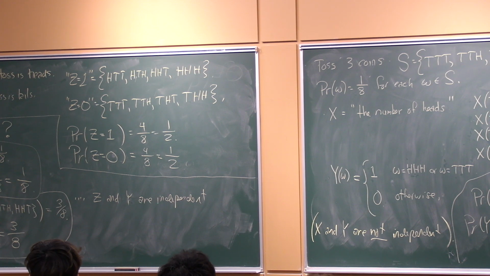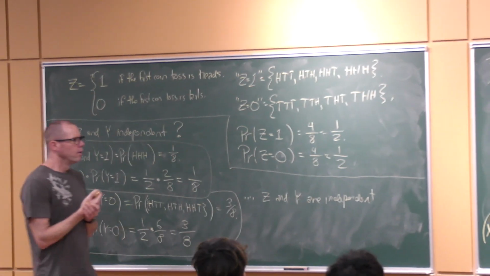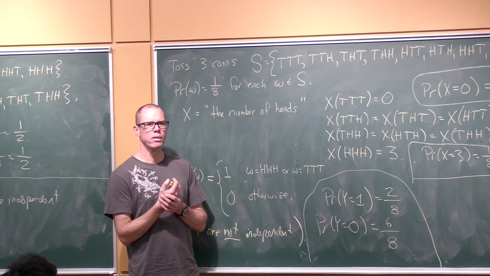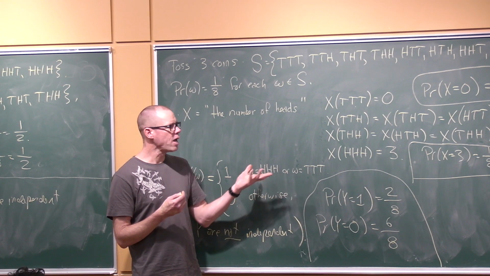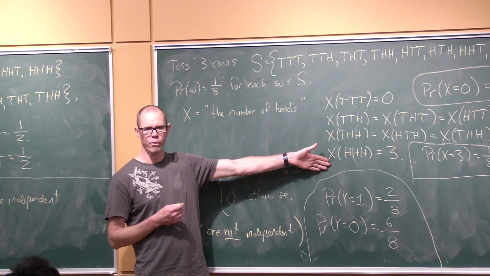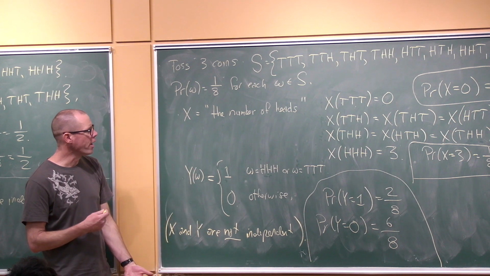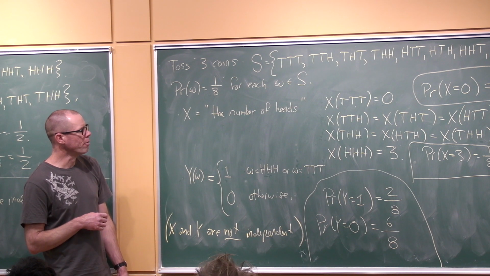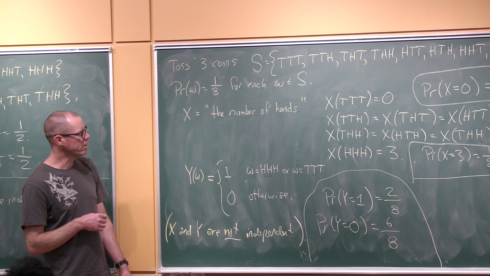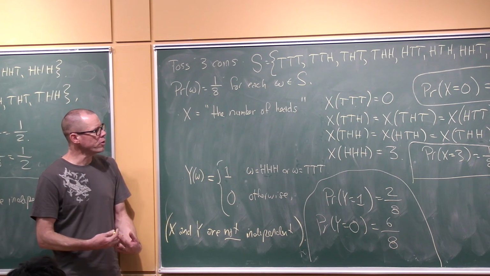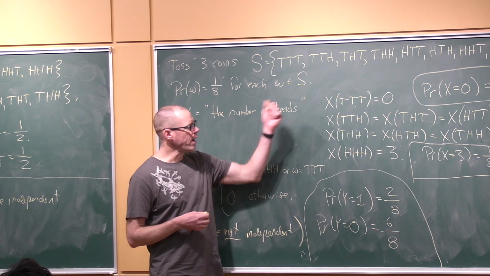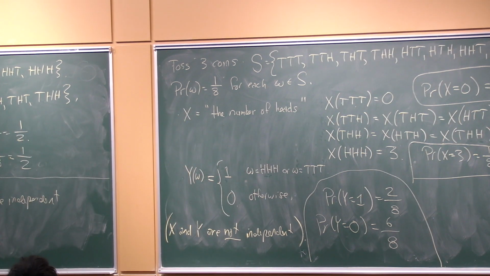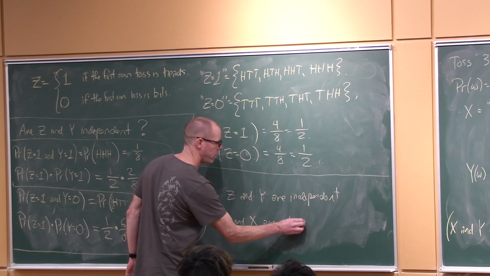So if z equals 1, meaning the first coin toss comes up heads, can x equal 0? I have no heads. No. If the first coin toss is heads, then the number of heads in my sequence is 1, 2, or 3. So in particular, we can show that they're not independent by looking at the probability that z equals 1 and x equals 0. That probability will actually be 0 because the intersection of those two events is empty. On the other hand, the product of the two probabilities should be 1 over 8 and 1/2, so it's not equal to 0. So finally, z and x are not independent.